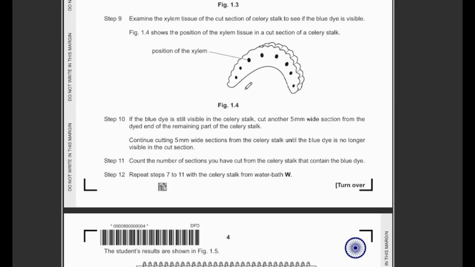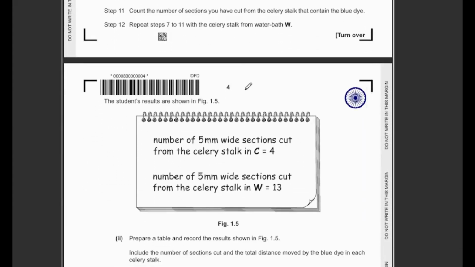Count the number of sections you have cut from the ciliary stalk that contain the blue dye, and repeat steps 7 to 11 for the W stalk also. Fine. The number of 5 mm wide sections cut for the ciliary stalk C was 4. So the student did this one, and this is the student result. For C stalk it is 4, whereas for the ciliary stalk in W it is 13.